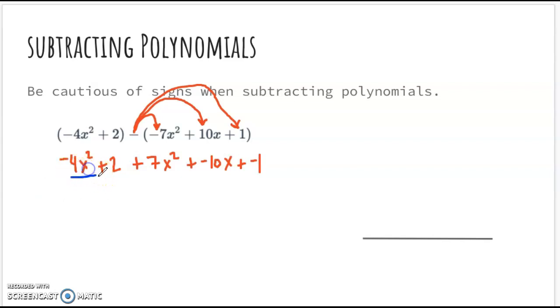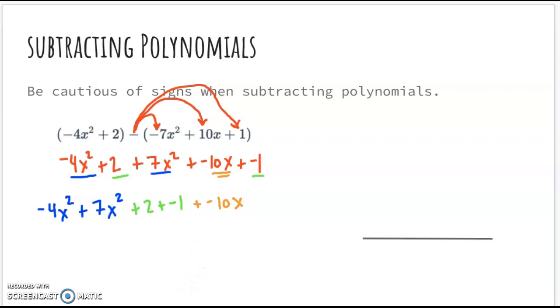combine, right? So I've got this negative 4x squared and 7x squared. Those are my like terms. Then let's see here. I've got this 2 and this negative 1, so I'm going to add 2, add negative 1. And last but not least, I've got this negative 10x, okay?